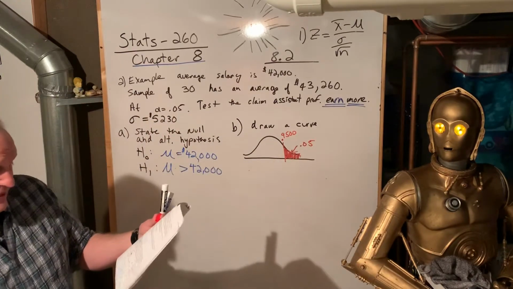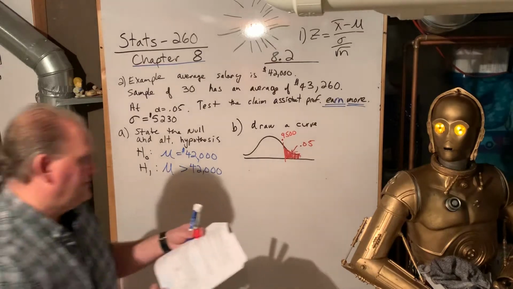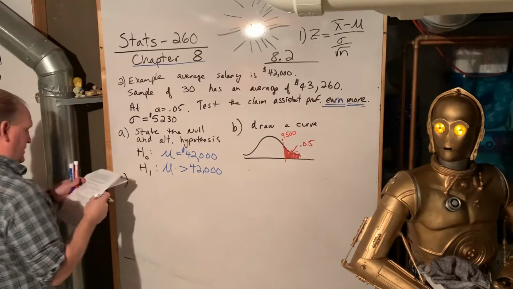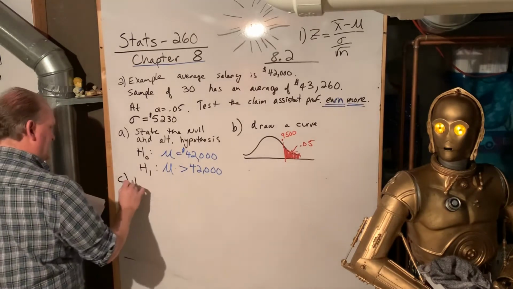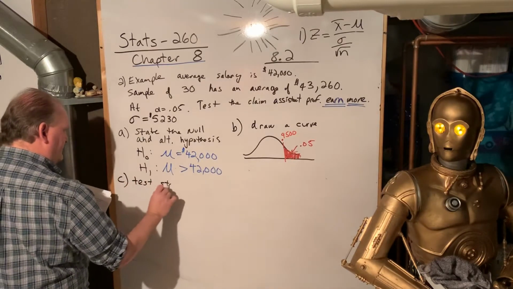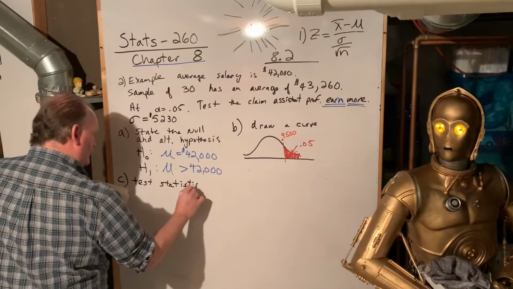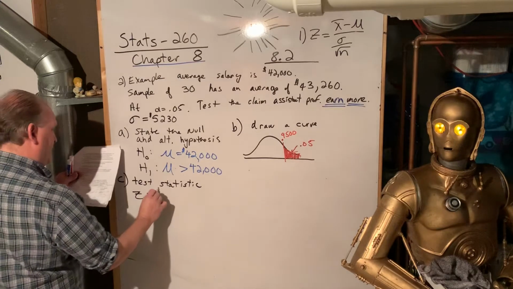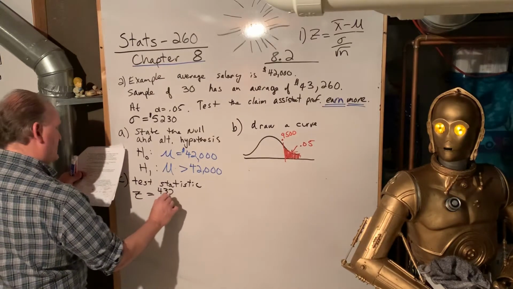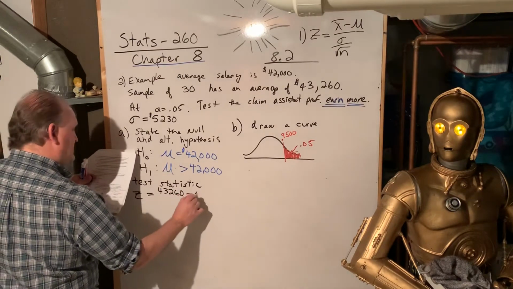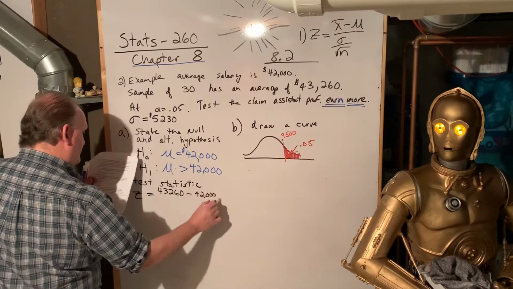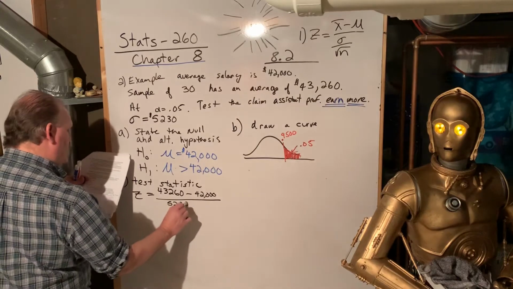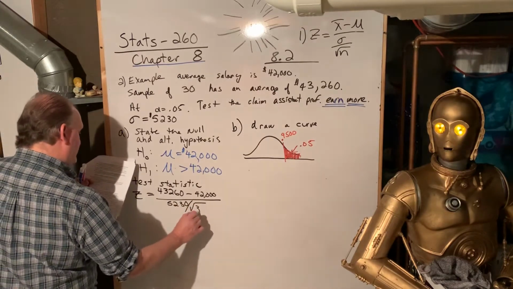So let's do part C. Part C is find the test statistic, which is find your z-score. So finally, some math. We put in the 43,260 minus the 42,000 over the 5,230 divided by the square root of 30.